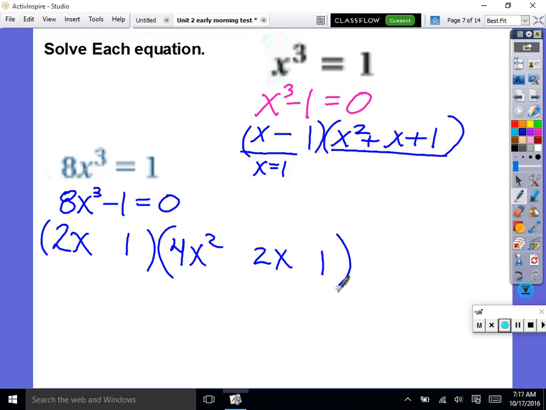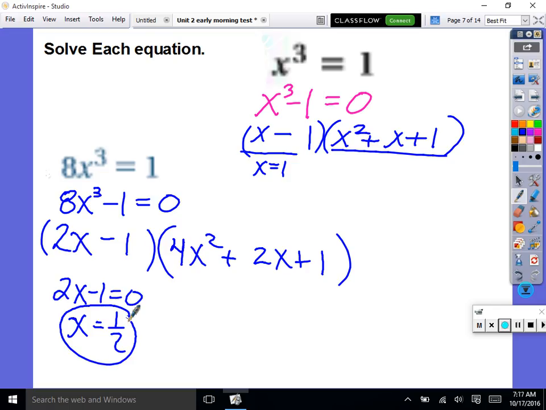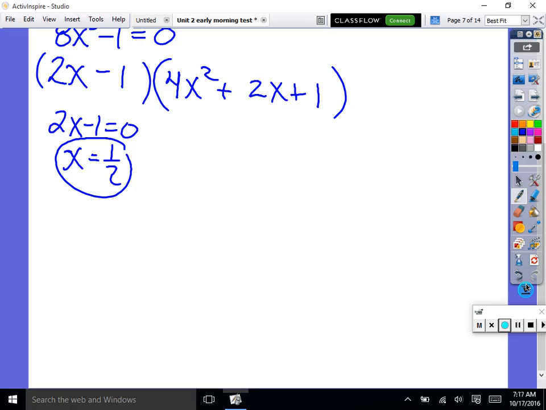And now this sign's the same as that sign. This sign's always opposite. This sign's always plus. So now we'll have 2x minus 1 equals 0. So we get x is equal to positive 1/2. Yeah, front with the back. So that is 2x times 1. Now we'll quadratic formula the heck out of this guy.